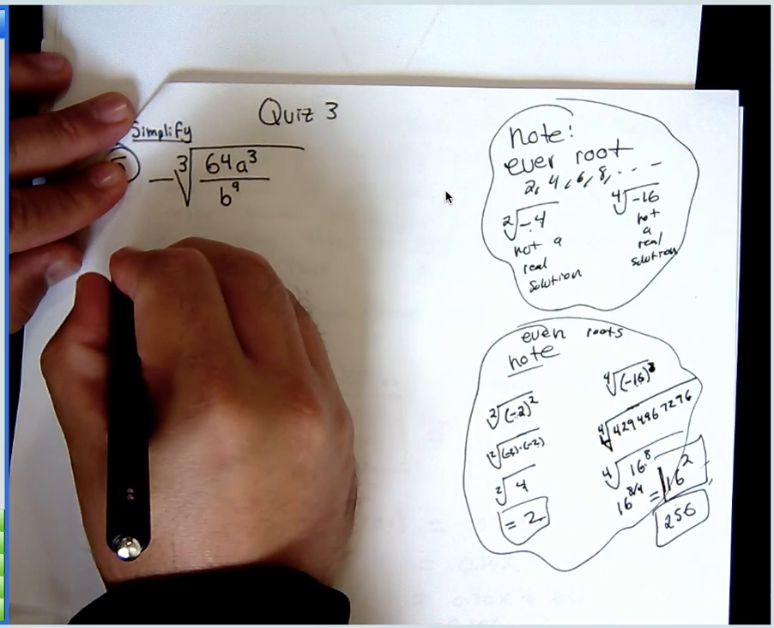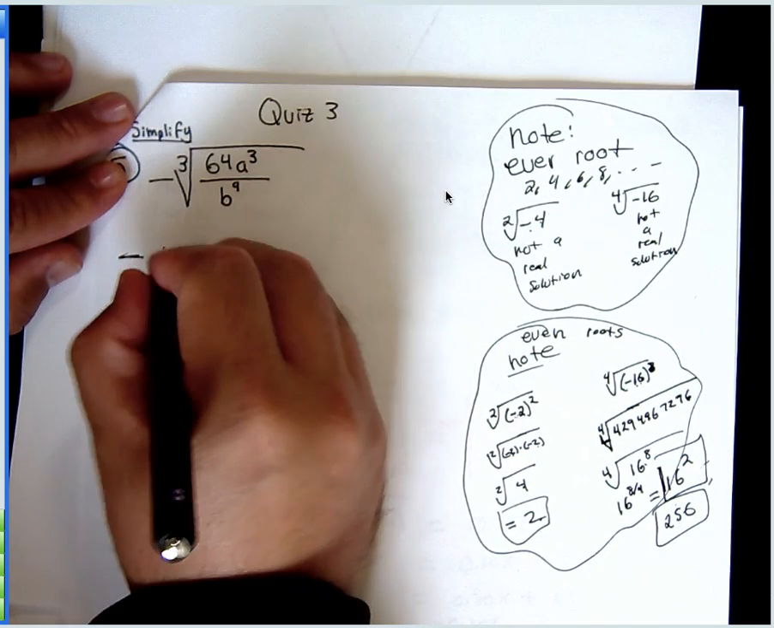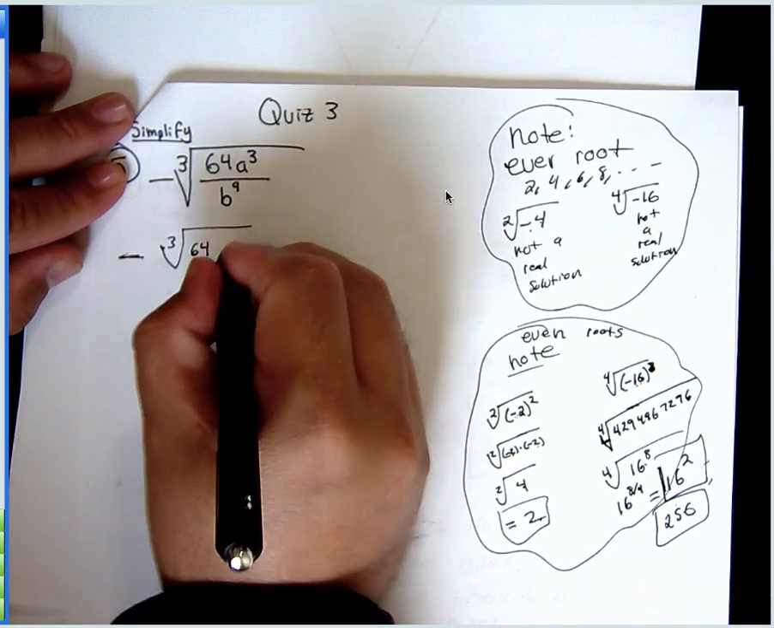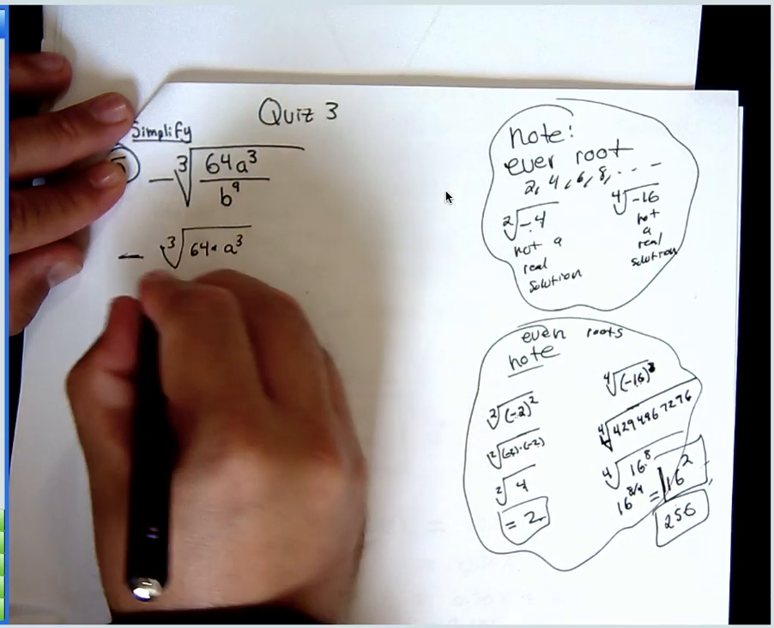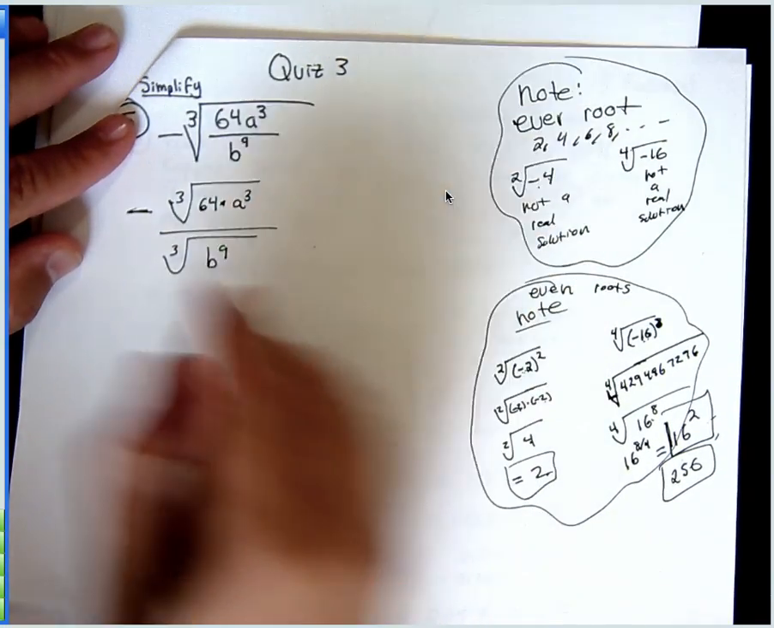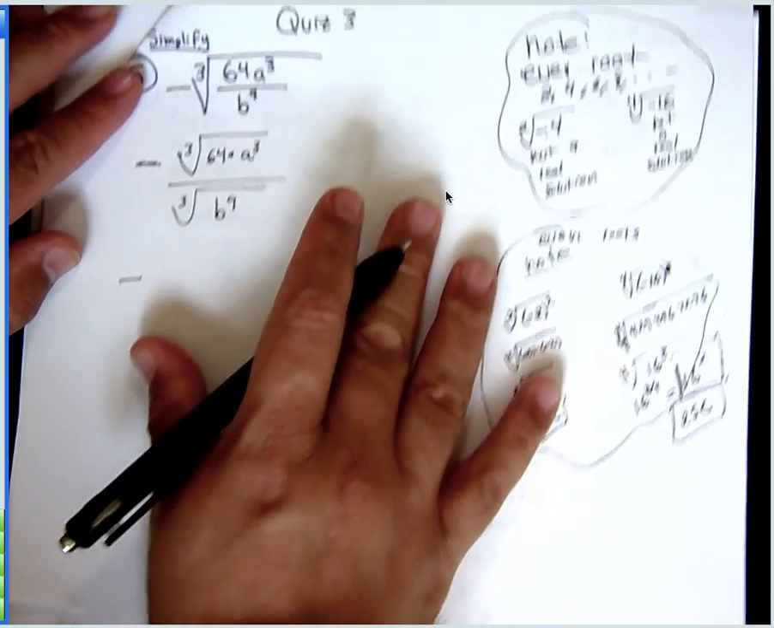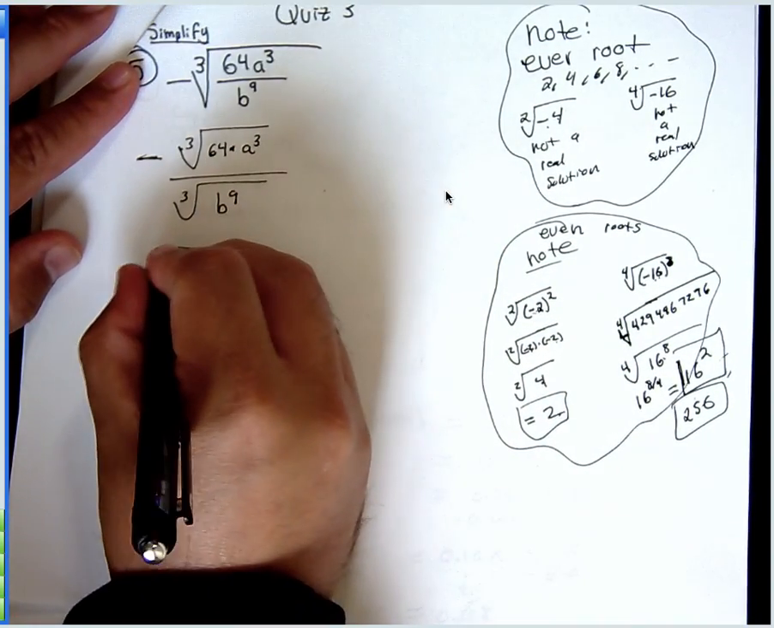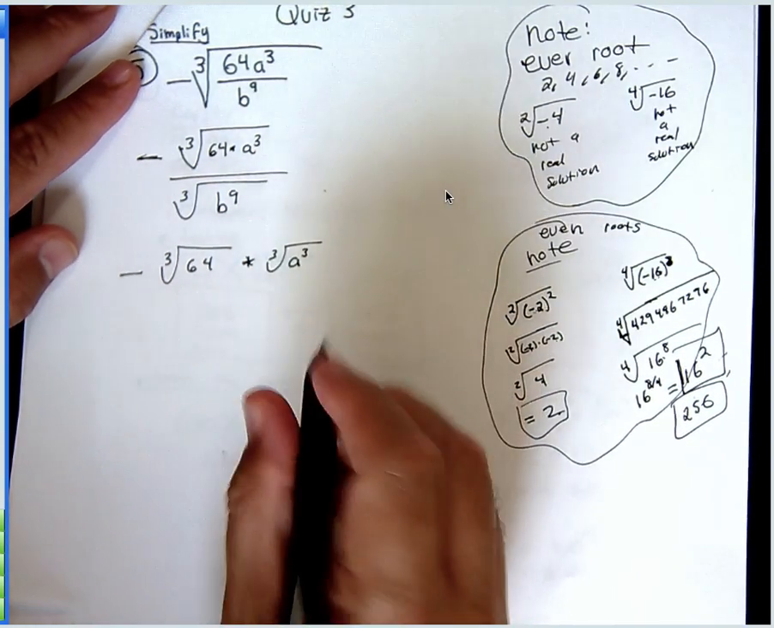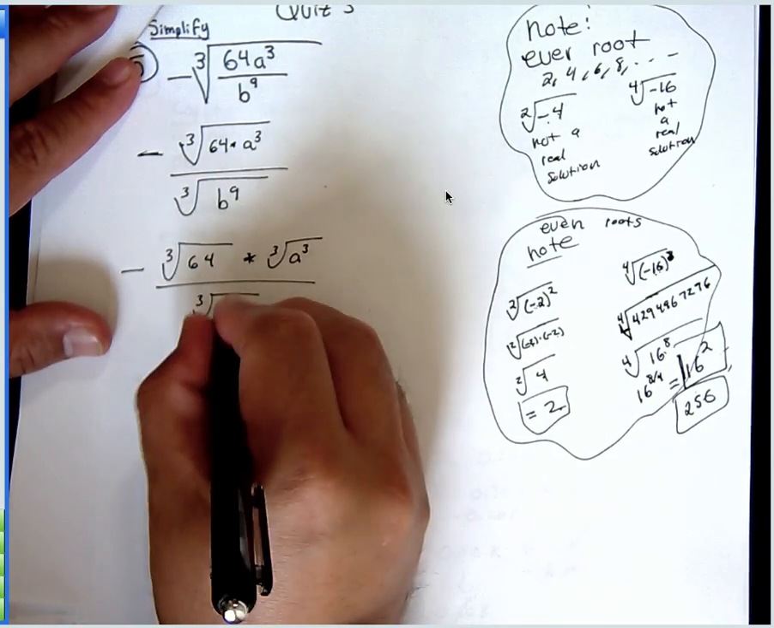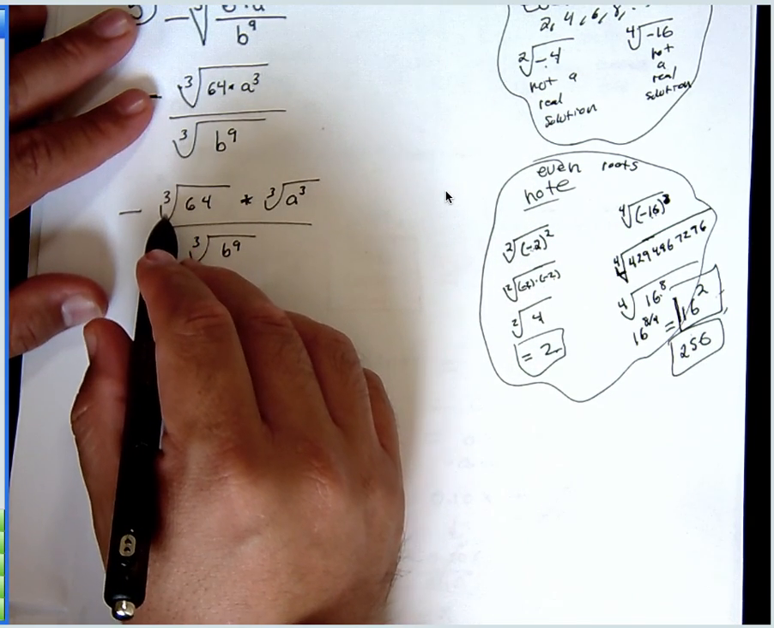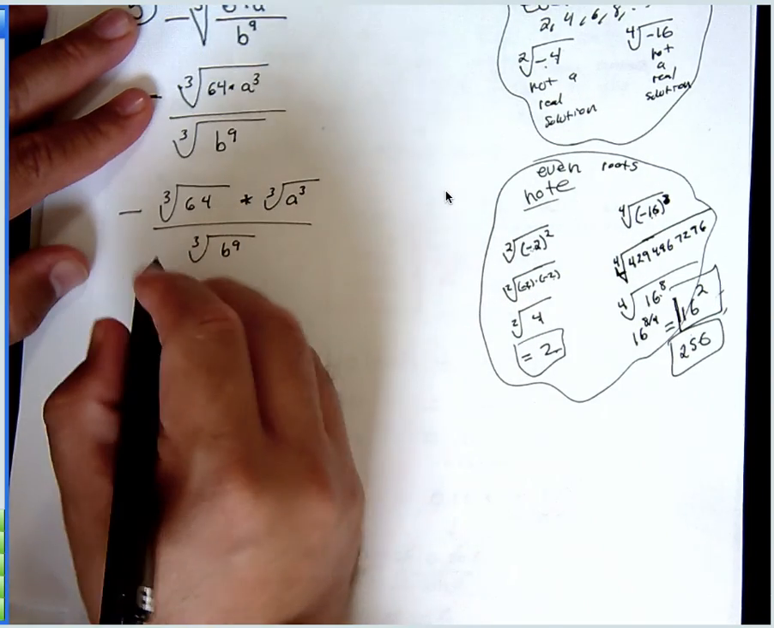Okay, let me split the cube roots here. I'm going to split it a couple times. So cube root of 64 times a to the third power, and this would be the cube root of b to the 9. I'm going to split it one more time. The top part, cube root of 64 times the cube root of a to the third, over the cube root of b to the 9. Again, like I said, there's no parentheses. Plus, with cubes, you don't have to worry about parentheses or any other stuff. You can just divide like this.